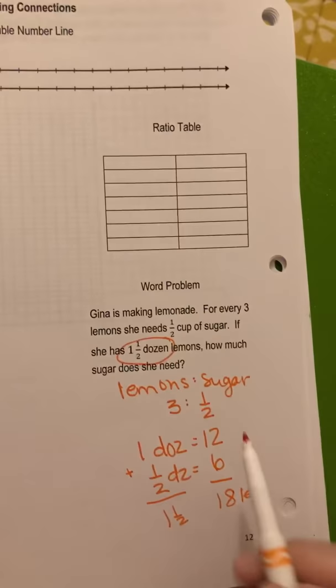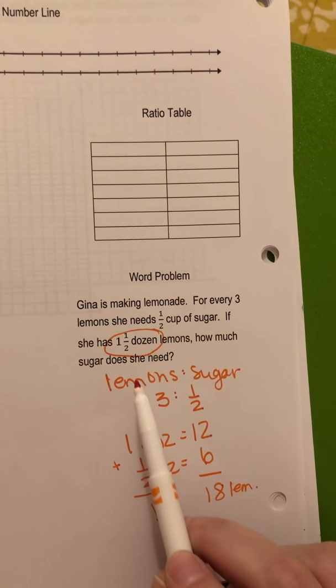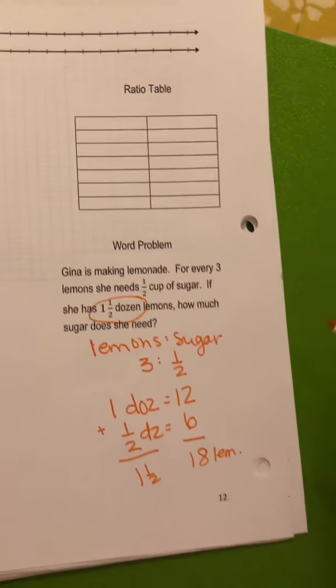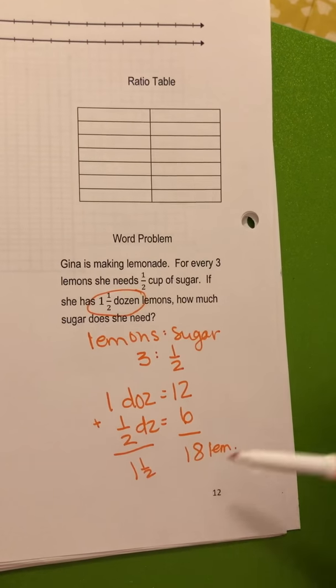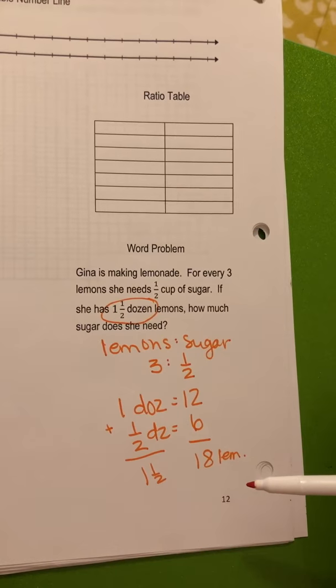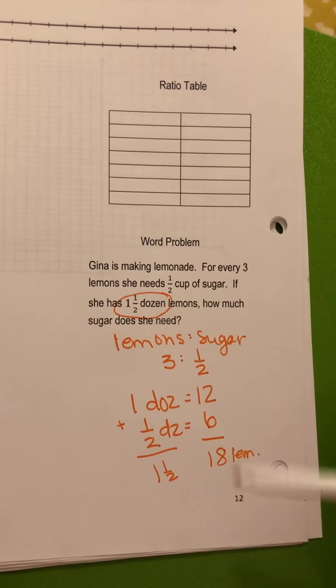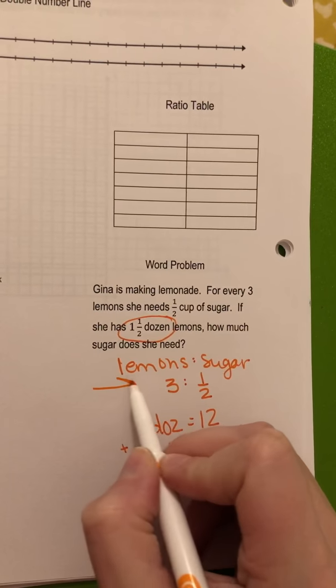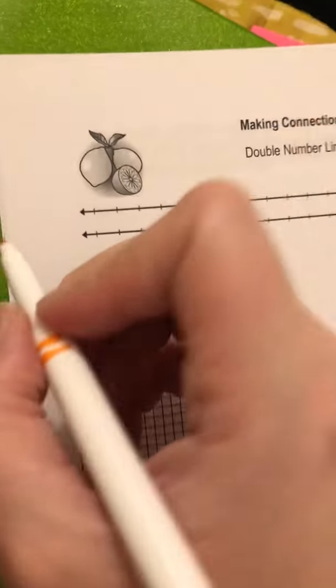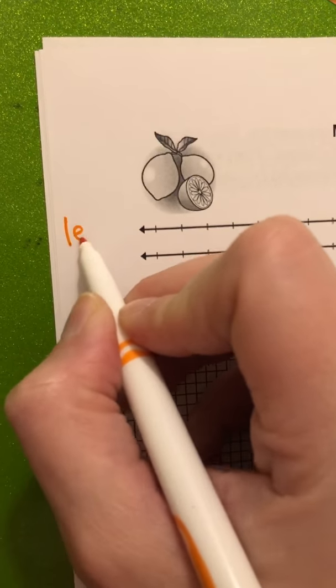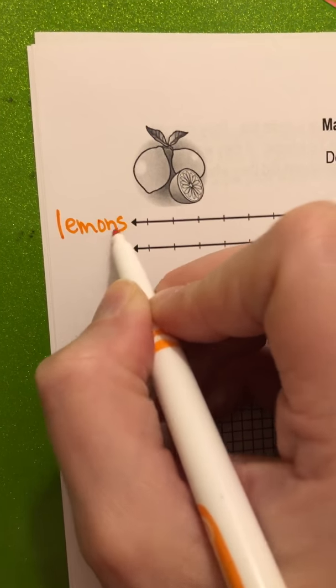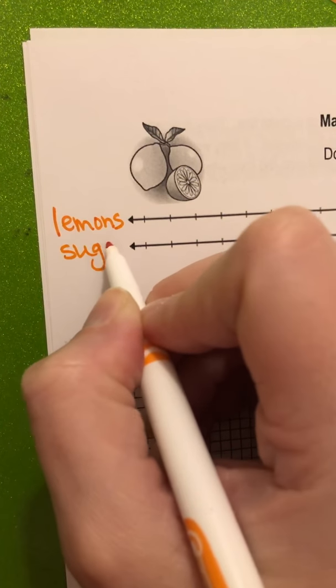Okay. So first we're going to use our original ratio of lemons 3, sugar 1/2. I'm going to pause here to make sure you wrote these notes on your page 12 as well. If you need me to pause longer, hit pause on your computer. So we're going to look at the original ratio of lemons to sugar. So up here in these double number lines, we're going to make our top number line be lemons. Bottom number line is going to be sugar.